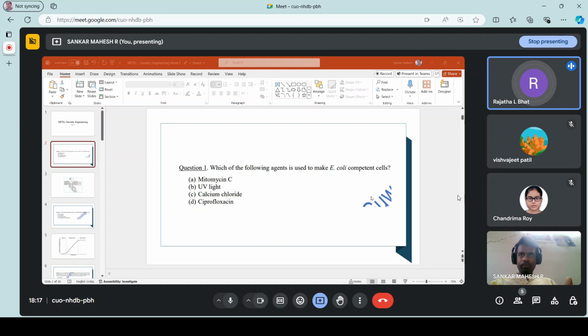Okay, I want to eliminate option D, because it's an antibiotic that inhibits bacterial DNA gyrase. Right. So ciprofloxacin inhibits DNA gyrase. Okay. Fine. Do you know what DNA gyrase does?